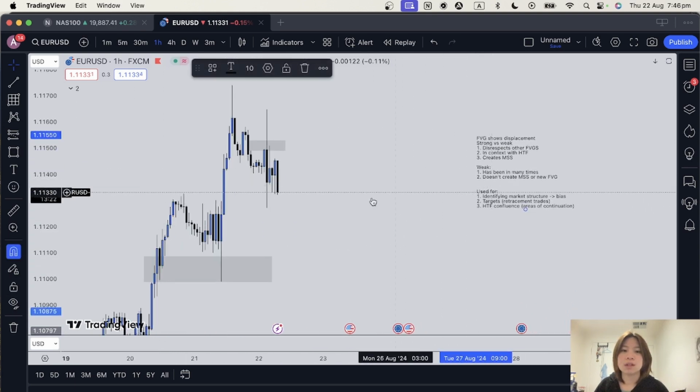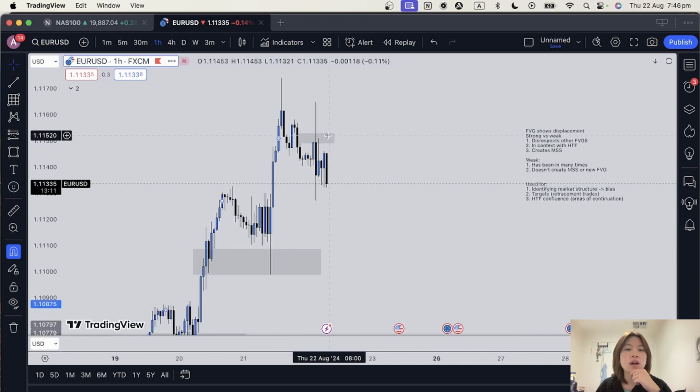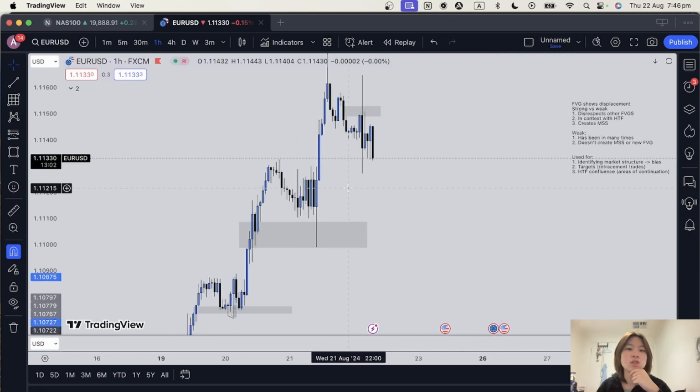Now, the next thing that we're going to talk about is just strong versus weak fair value gaps. Strong fair value gaps are basically areas where price is more likely to react off of. So they are the fair value gaps that actually disrespect other fair value gaps. They're in context with the higher time frame, and they create market structure shifts. So market structure shifts meaning it pushes past this.